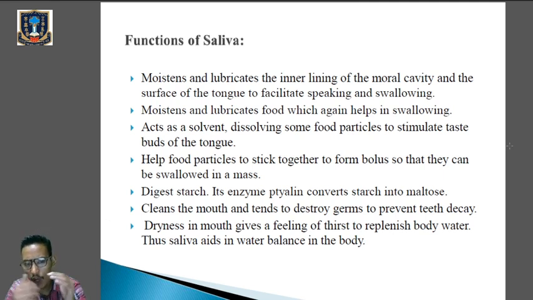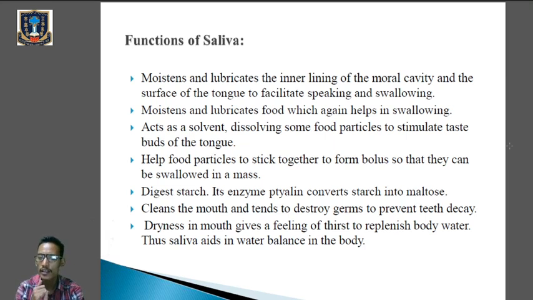It acts as a solvent, dissolving some food particles to stimulate the taste buds of the tongue. It will help the food particles to stick together to form the bolus. Bolus means the mass of food. So this saliva will help the food particles to remain together. It forms a food mass which is known as bolus, B-O-L-U-S, so that they can be swallowed in a food mass.